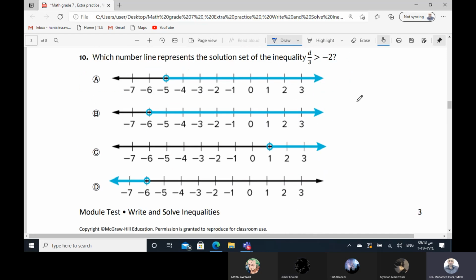Now, which number line represents the solution set of the inequality d over 3 greater than minus 2? Start, please. Mister, maybe the last one. Number D, maybe. Who has a different answer? Mister, I also say maybe D. Okay, who has a different answer?